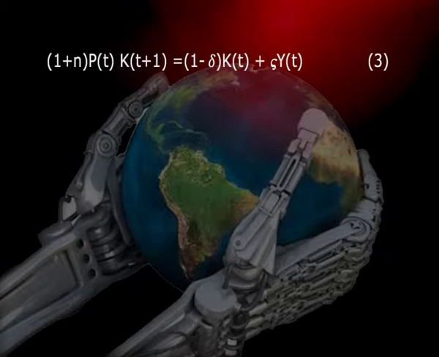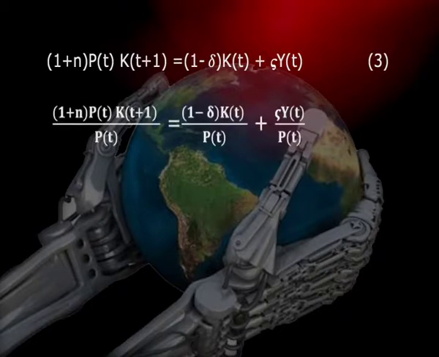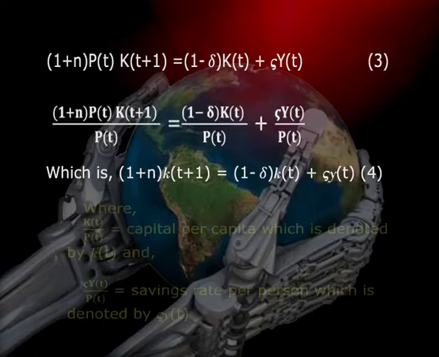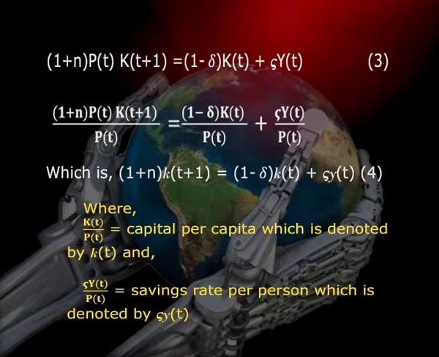Dividing equation 3 by Pt, we derive 1 plus n Pt into Kt plus 1 upon Pt, which is equal to 1 minus delta Kt upon Pt plus sigma Yt upon Pt, which is 1 plus n kappa t plus 1, which is equal to 1 minus delta kappa t plus sigma gamma t, where Kt divided by Pt is equal to capital per capita, which is denoted by kappa t, and sigma Yt upon Pt is equal to savings rate per person, which is denoted by sigma gamma t.